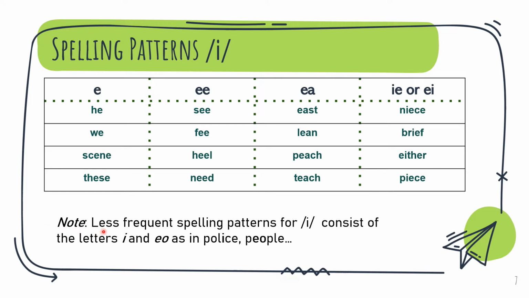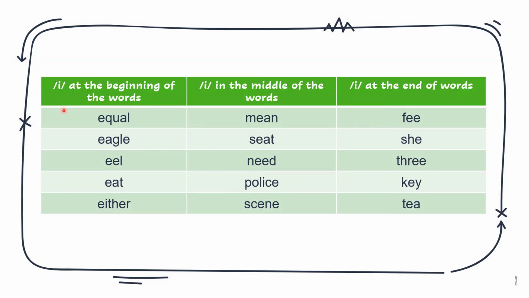We also have some less frequent spelling patterns for this vowel sound, and consists of the letters, let's say, I and io, as in police and people. Okay, so this vowel sound can be found at the beginning of the words, in the middle of the words, and at the end of the words.